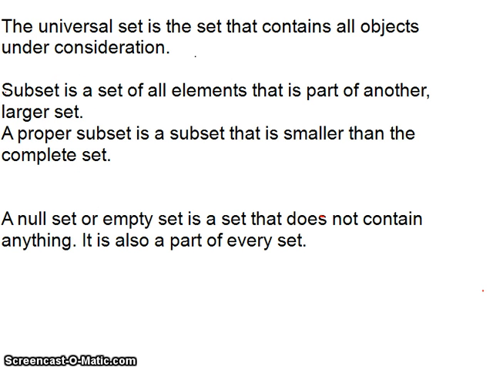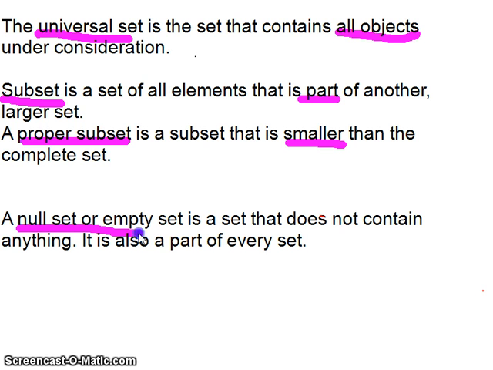So now let us have these special sets. The universal set is the set that contains all objects under consideration. A subset is a set of all elements that is part of another larger set. A proper subset is also a subset that is smaller than the complete set. A null set or empty set is a set that does not contain anything or any element. It is also a subset of every set.